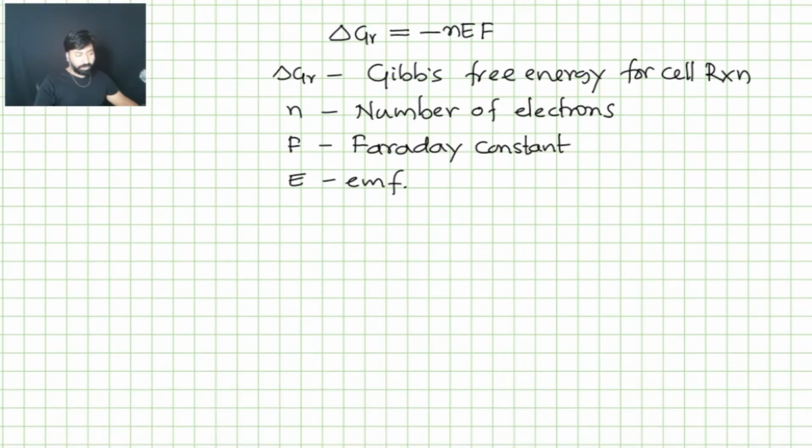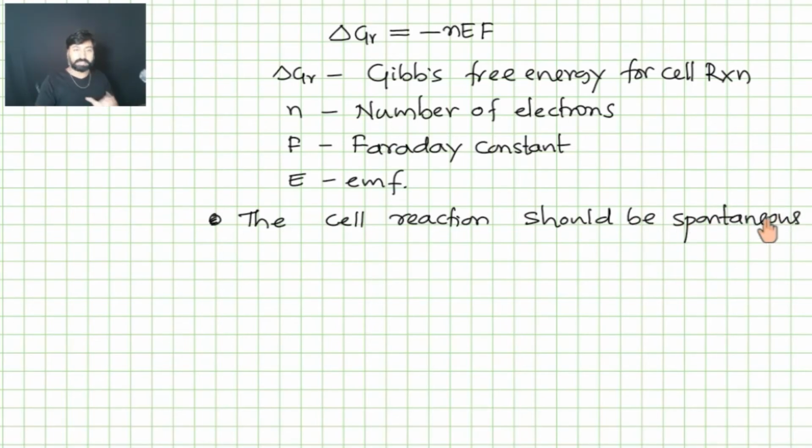Now, you have heard about spontaneity and non-spontaneity of a reaction. Spontaneity means the reaction or process takes place by itself without consuming any external energy, external force or external help. In the cell reaction, if the reaction is spontaneous, it takes place on its own without external energy. In that case, the electricity is produced by itself. So we can say the cell reaction should be spontaneous to produce electricity.